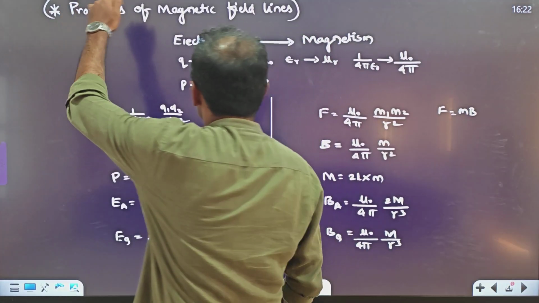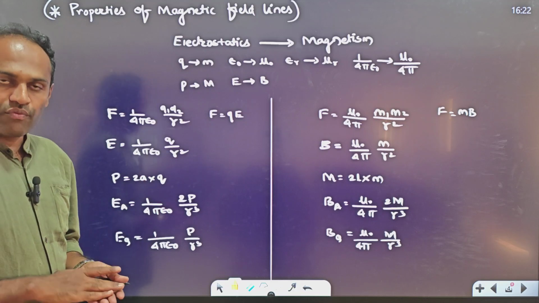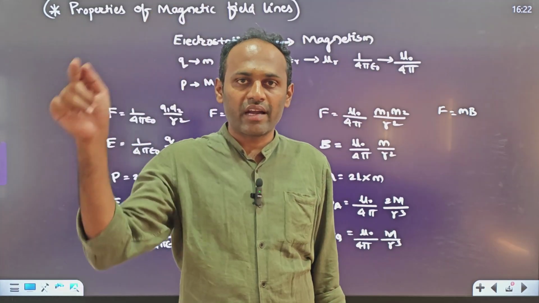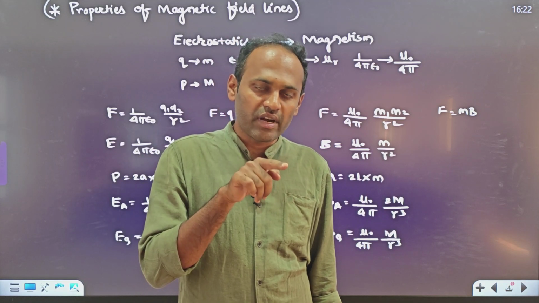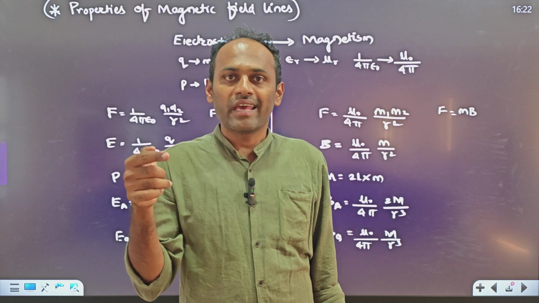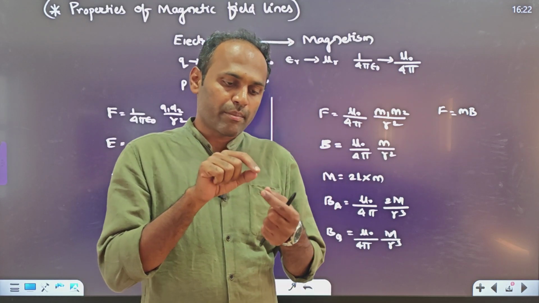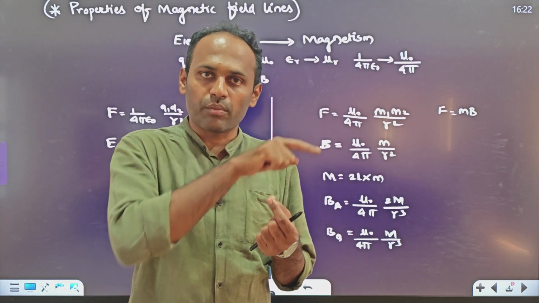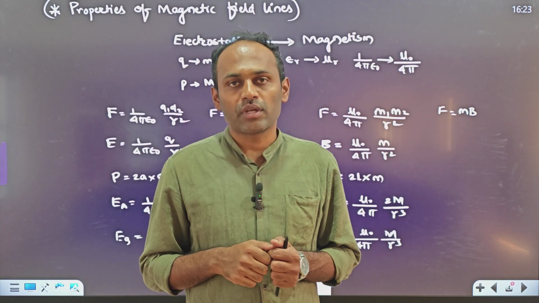See, you should know the properties of magnetic field lines. We know very well magnetic field lines start from the north pole and enter the south pole in the air. Outside the magnet, in the air, the field lines pass from north to south. Inside the magnet, they pass from south to north. So since they pass from north to south in the air and inside the magnet from south to north, it forms a closed loop. Electric field lines will not form a closed loop. Magnetic field lines will form a closed loop.